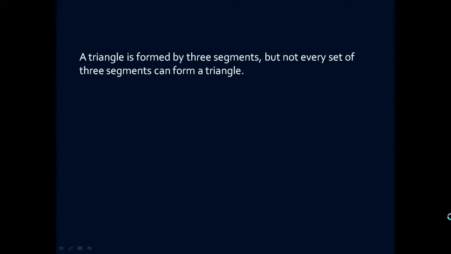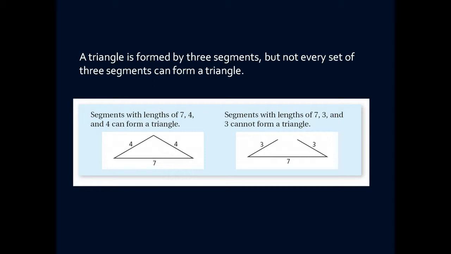A triangle is formed by three segments, but not every set of three segments can form a triangle. The segments with lengths 7, 4, and 4 can form a triangle, but the segments with lengths 7, 3, and 3 cannot. If you notice, because of the angles, they are never going to reach in the center to form that triangle.